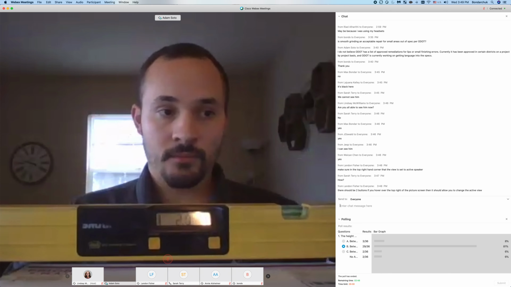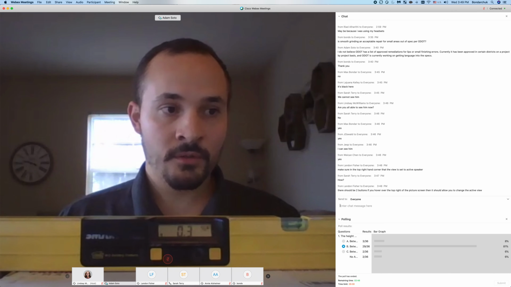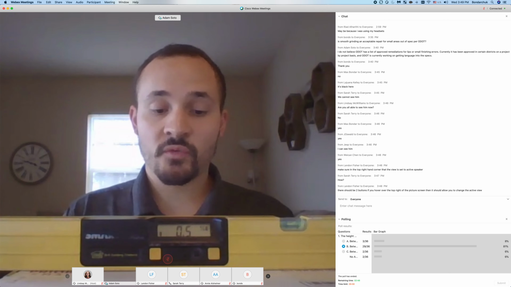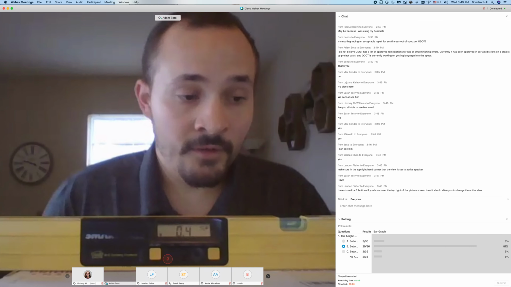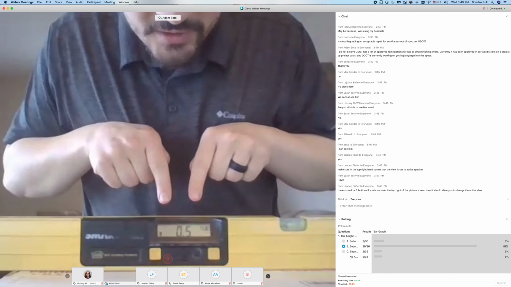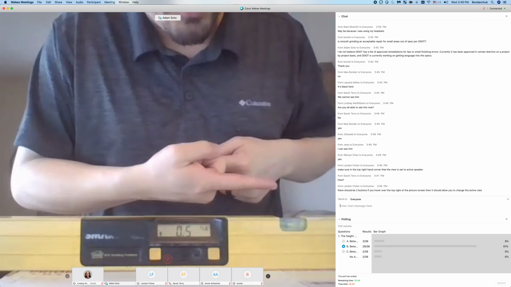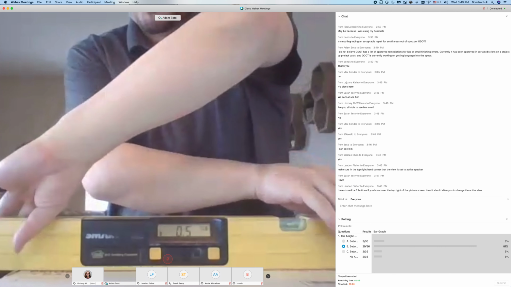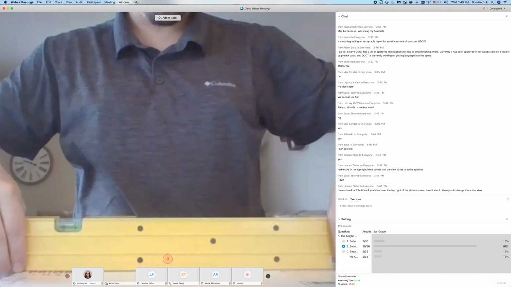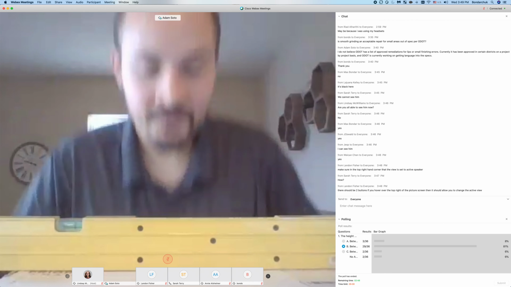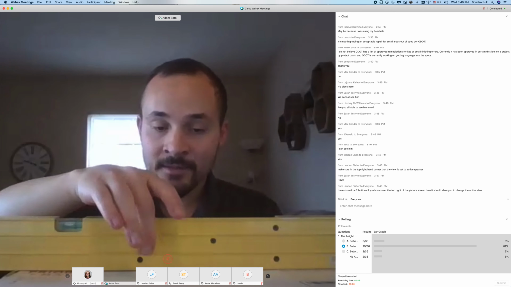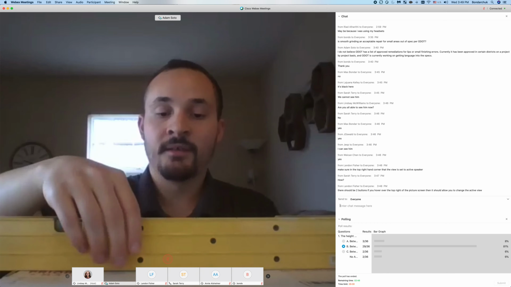So what we're going to do to ensure that it is calibrated correctly is we're going to check it against itself. So it should read the same facing both directions. So currently it's showing 0.5% sloping down that way. And I'm going to twist it 180 degrees in the same location. And it should still be showing 0.5% sloping that way. And by some miracle, it is showing exactly 0.5%.